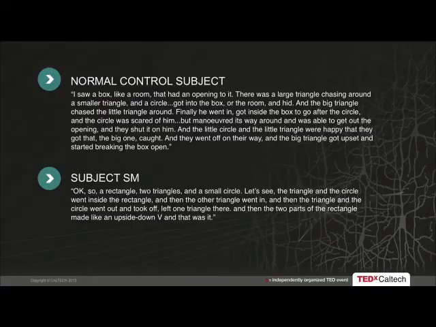a very rare patient known as subject SM, who has lesions, damage to a particular part of the social brain. She saw the same thing, and we asked her, what did you see? And she said the following, I'll just read it with you. She said, okay, so a rectangle, two triangles, and a small circle. Let's see, the triangle and the circle went inside the rectangle, then the other triangle went in, and then the triangle and the circle went out and took off, left one triangle there. And then the two parts of the rectangle made like an upside-down V, and that was it.